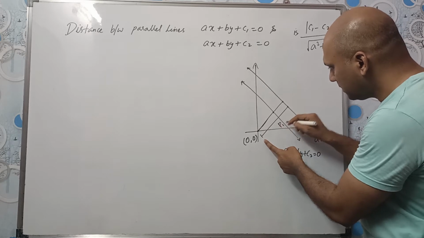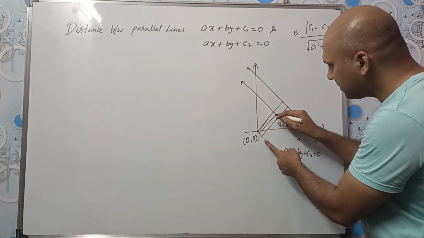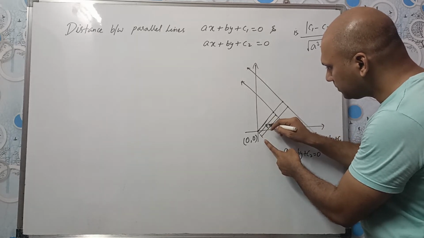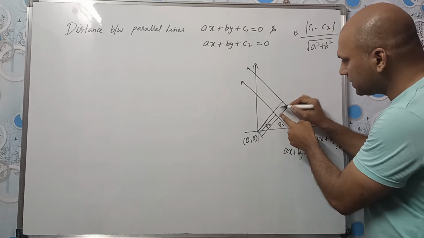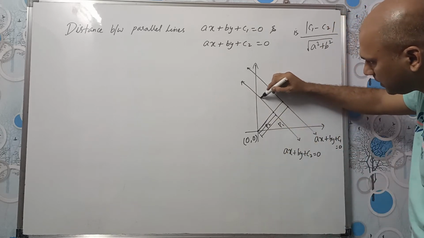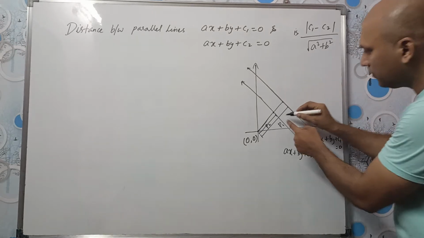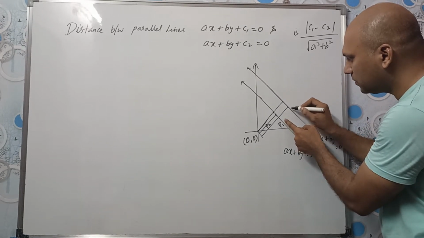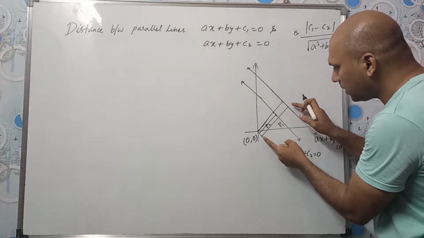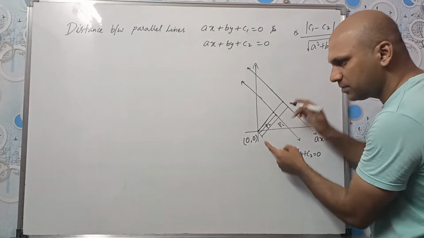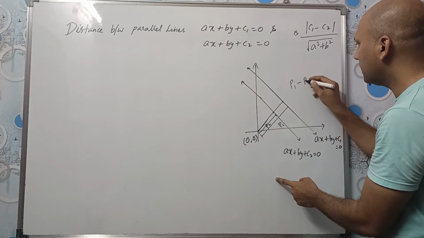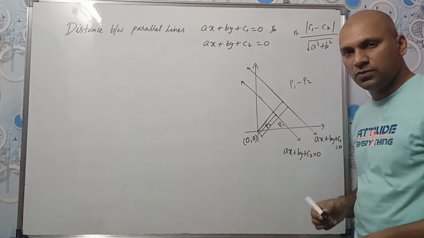Okay, and let this distance be P2. Now we need to find this distance between parallel lines. This is one parallel line and this is another parallel line. So we need to find this part, the distance between the two parallel lines. It will be equal to how much? P1 minus P2. P1 minus P2 will be the distance between the two parallel lines.